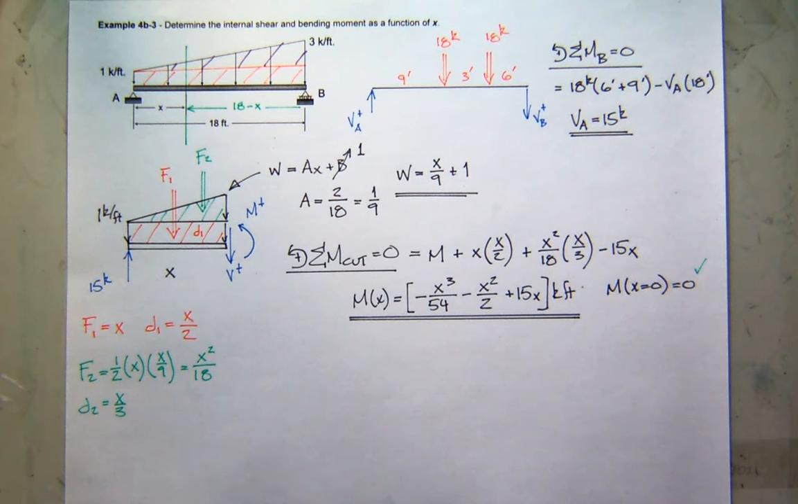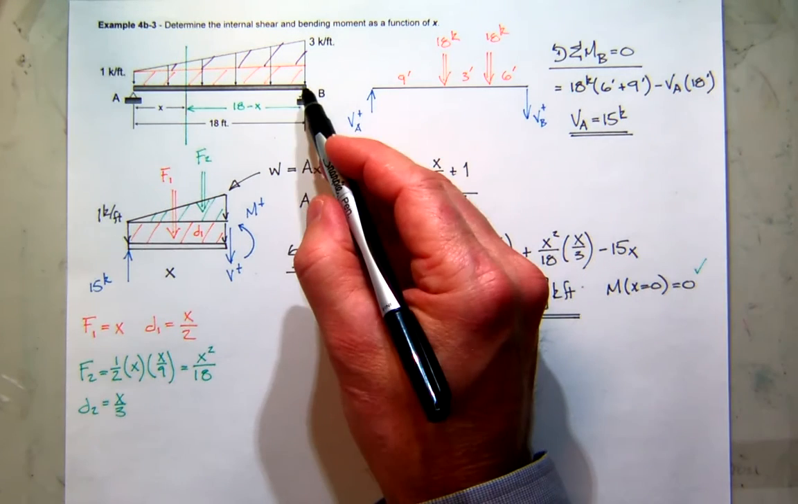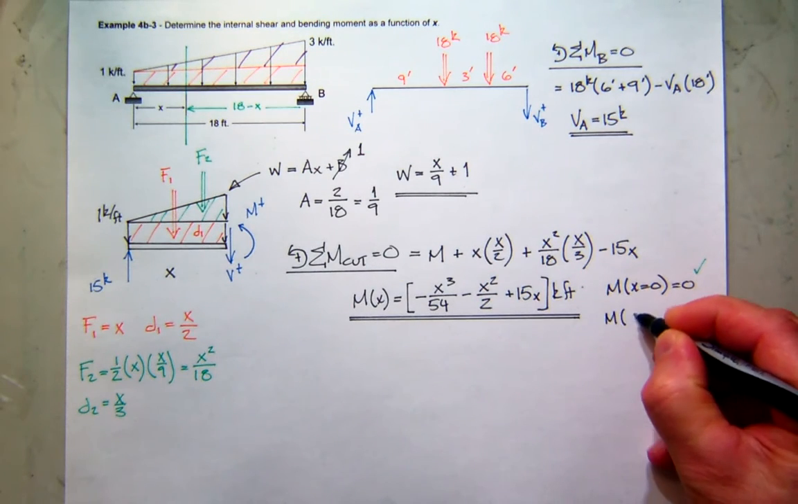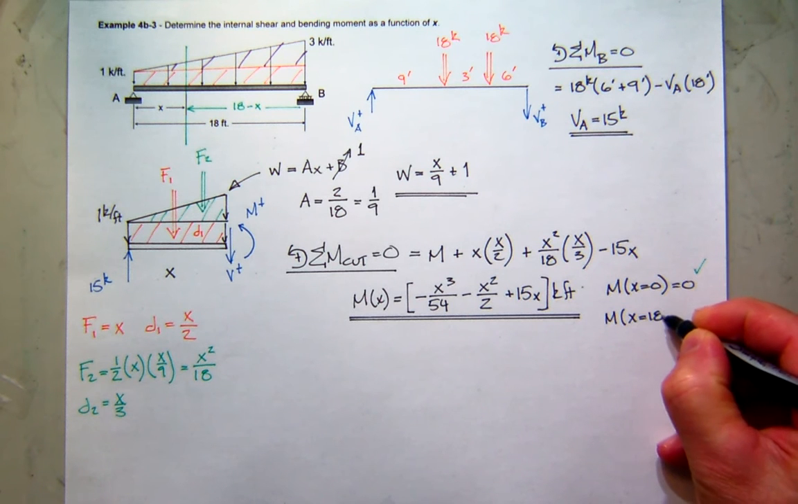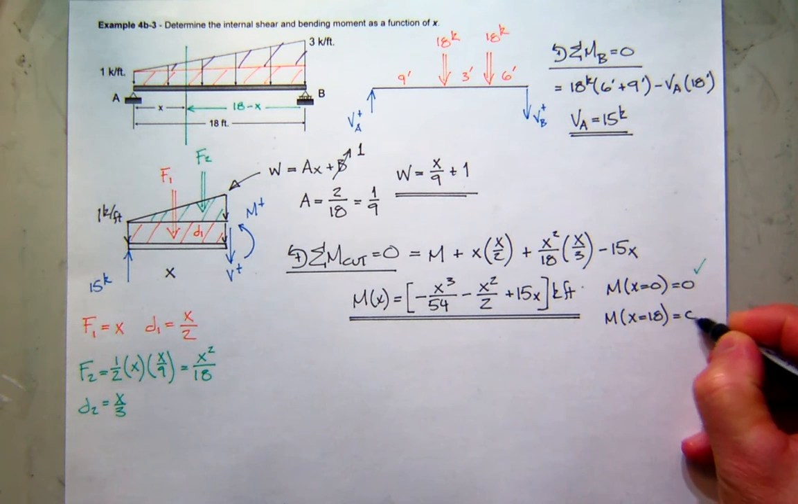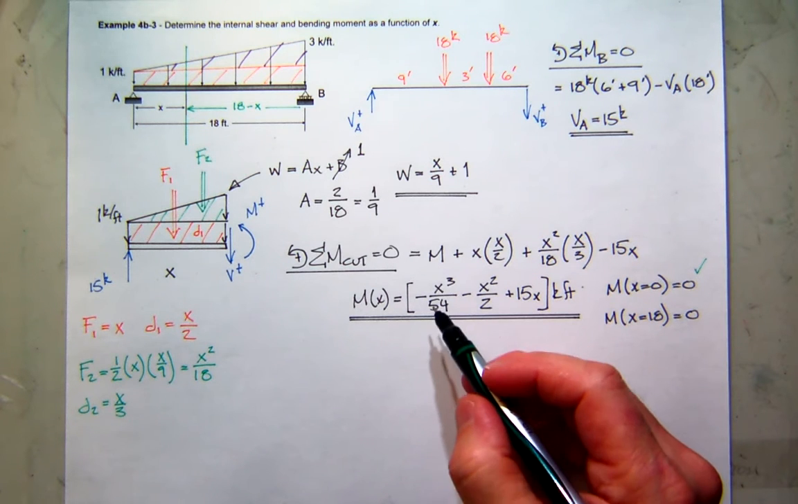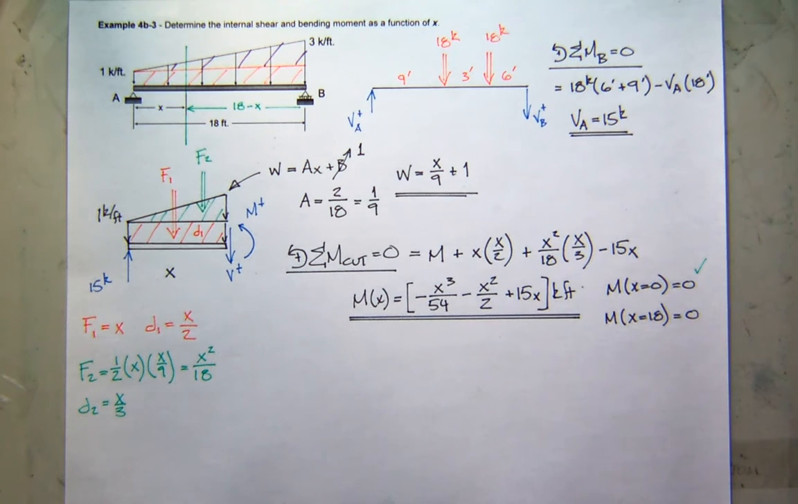Where else is the moment 0? At this pin. So we should also check that the moment at x equal 18 is 0. Now that one I can't do off the top of my head. You guys will have to help me out with that. So somebody have to plug in 18 through that cubic equation and let me know that it's 0.